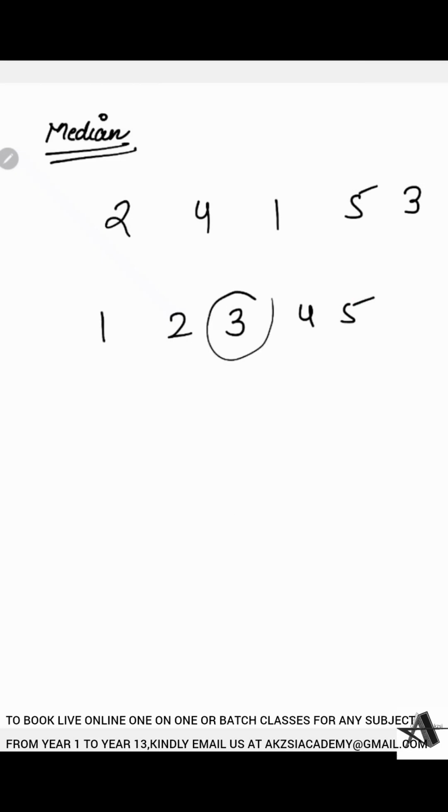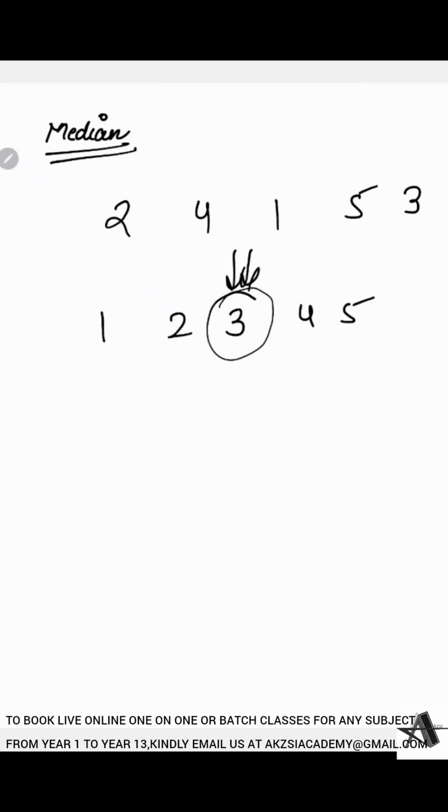Let me take some raw data. Raw data is 2, 4, 1, 5, 3. First I need to arrange it: 1, 2, 3, 4, 5. And the middle value is going to be 3. So this is the middle tendency.